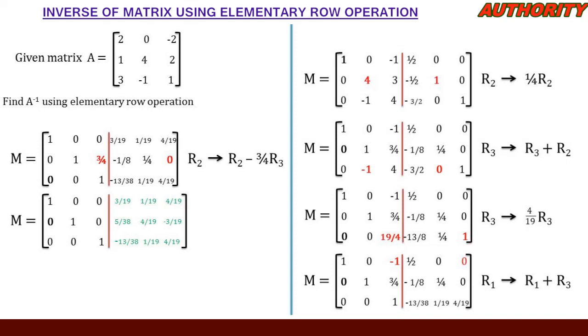3 all over 19. So we have succeeded in transforming this matrix to the identity matrix. The identity matrix that was previously on the right hand side is now on the left hand side. So we have 1 0 0, 0 1 0, 0 0 1, and in our right hand side now we have 3 all over 19, 1 all over 19, 4 all over 19, that is row 1. In row 2 now, we have 5 all over 38, 4 all over 19, minus 3 all over 19. The last row, we have minus 3 all over 38, 1 all over 19, and 4 all over 19.